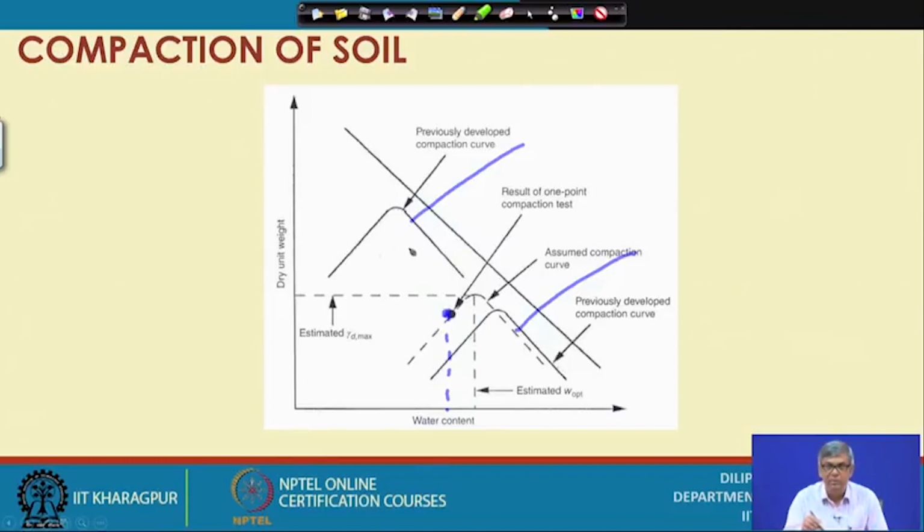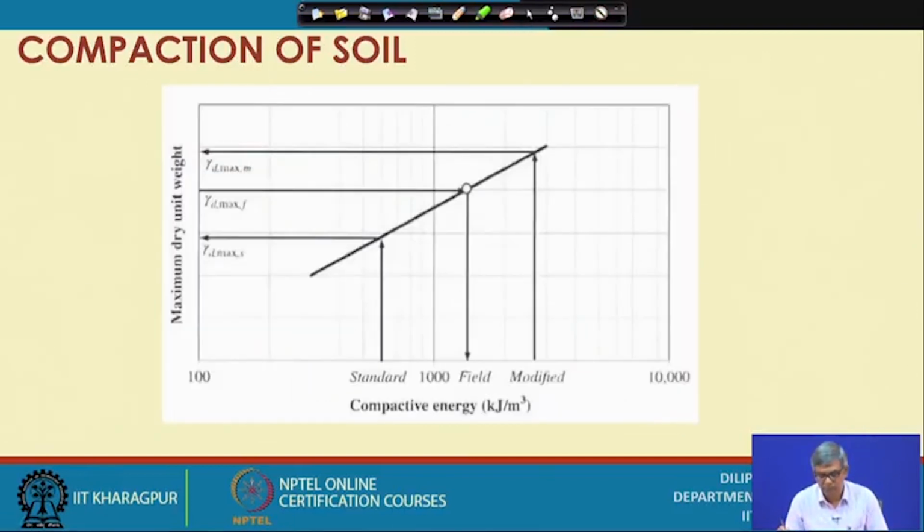So if the energy level is between this and close to this, then I can draw an approximate curve passing through this point, and you know that it shifts parallelly to the left side. After completing this curve, I can draw a tangent here and here. This will be the desired water content, and this will be the desired dry density. That way also it can be obtained sometimes in the field. This is another technique that can sometimes be used.